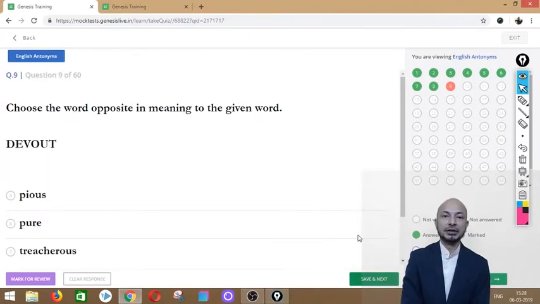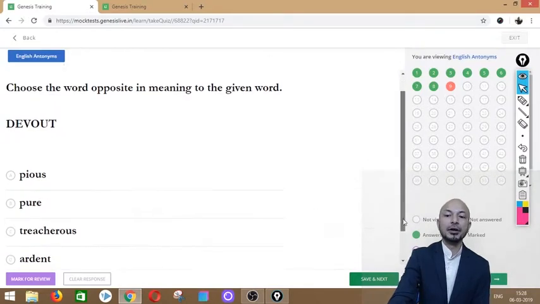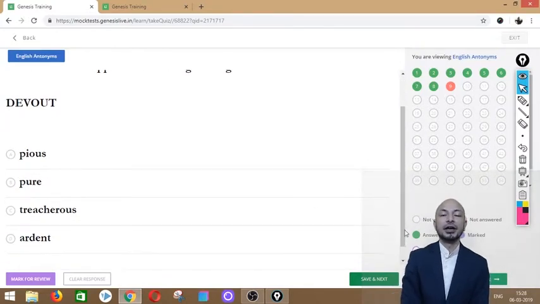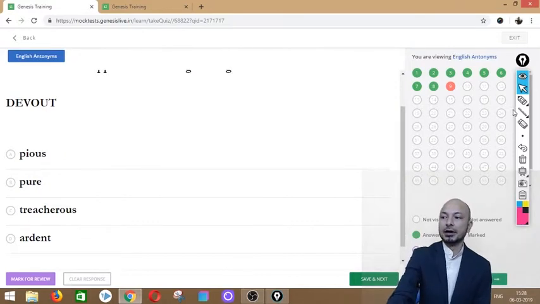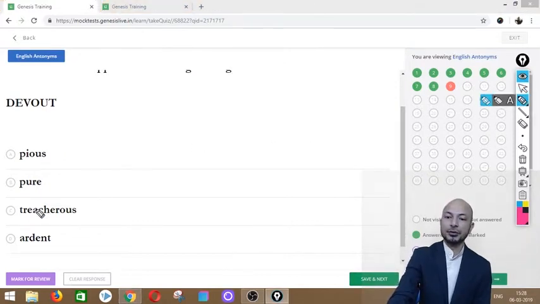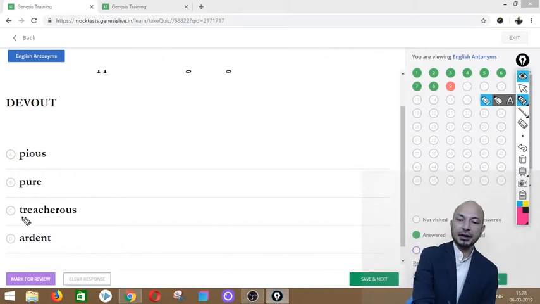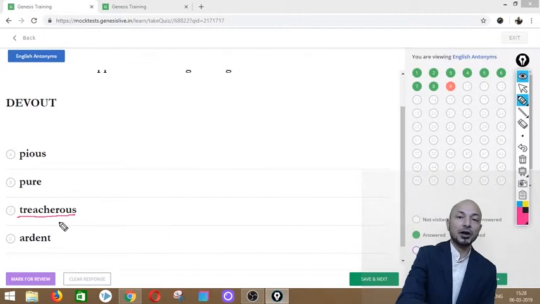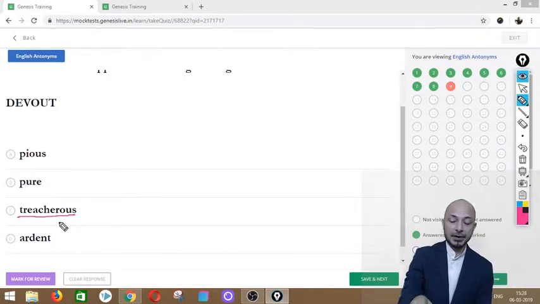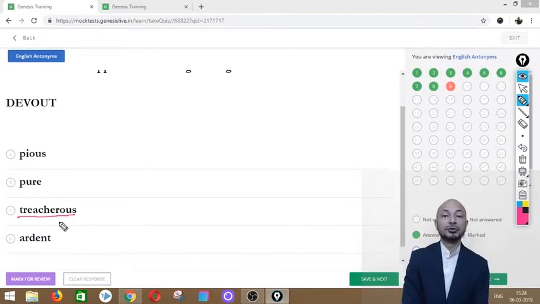So on to question number 9. The word is devout, and the options given are pious, pure, treacherous, and ardent. And our answer is going to be option C, which says treacherous. Devout, someone who is very much into religion, who believes a lot in a particular set of beliefs, and on the other hand, treacherous is something which is very hard to believe.